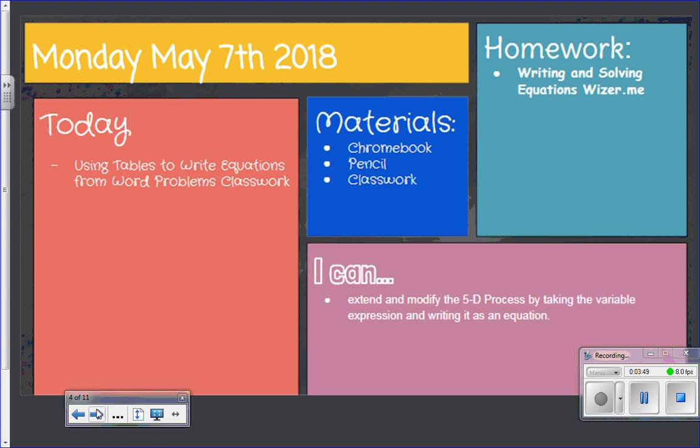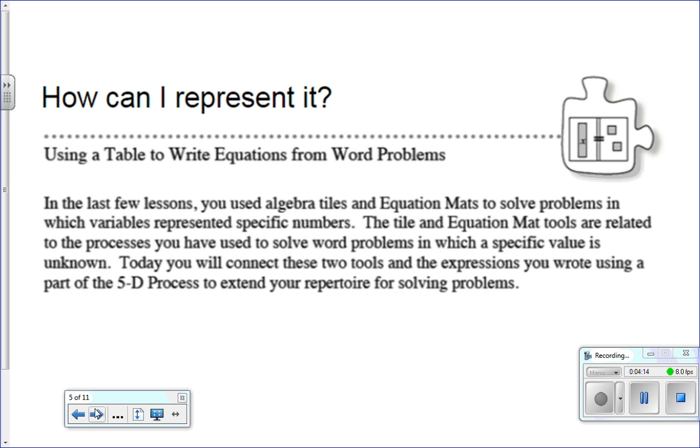All right, so what we're doing today is we're taking a table in the 5D process, and we're changing the process. Instead of doing a bunch of trials to find our answer, we're going to write an equation to find our answer. So our I can statement is I can extend and modify the 5D process by taking the variable expression and writing it as an equation. Okay, so our goal is to write an equation to solve.